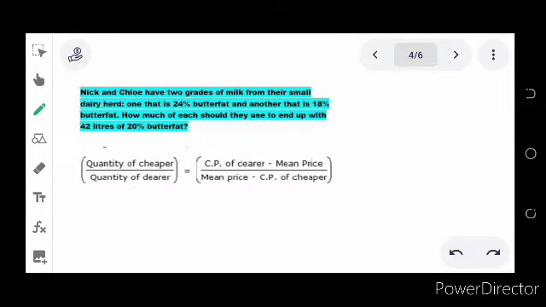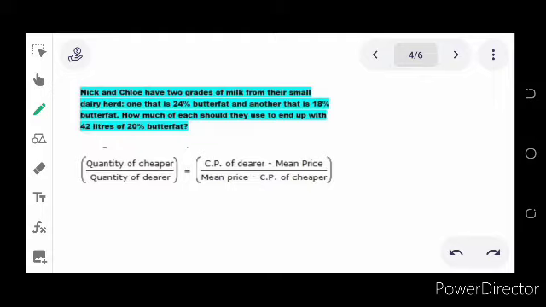Next, number four. The third problem. Nick and Chloe have two grades of milk from their small dairy herd. One that is 24% butterfat and the other that is 18% butterfat. How many of each should they use to end up with 42 liters of 20% butterfat?